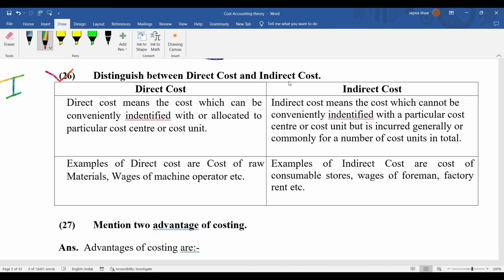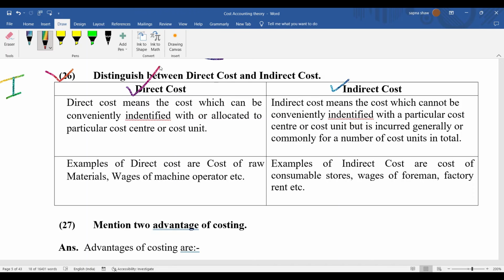The next, again important, distinguish between direct cost and indirect cost. I think one of the easiest questions. What is the difference between these two? The amount we have incurred directly to prepare the product is called direct cost, and the cost which is not identified, that means which is not incurred directly to prepare the product, this is called indirect cost.